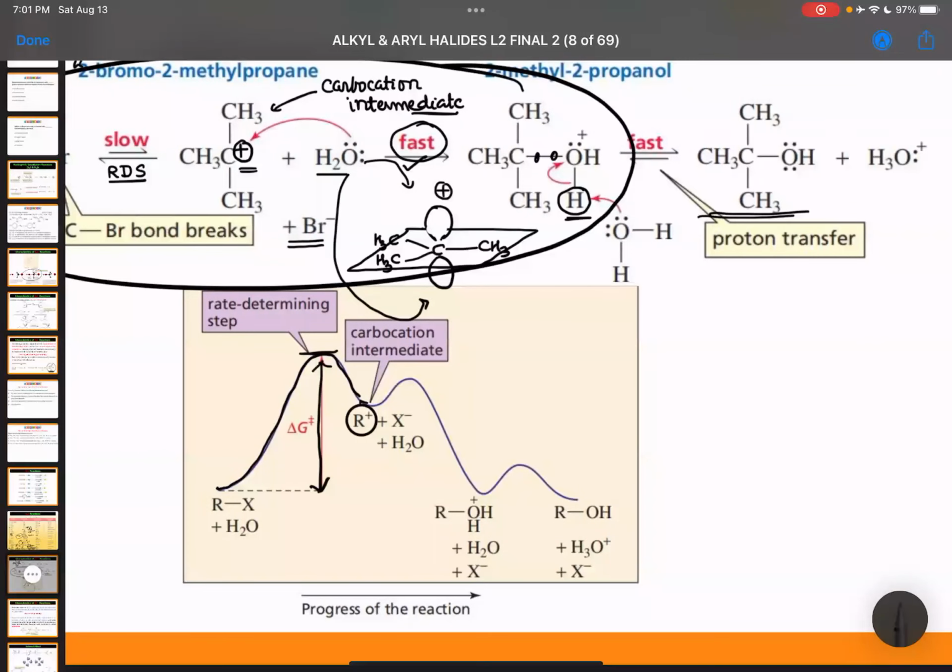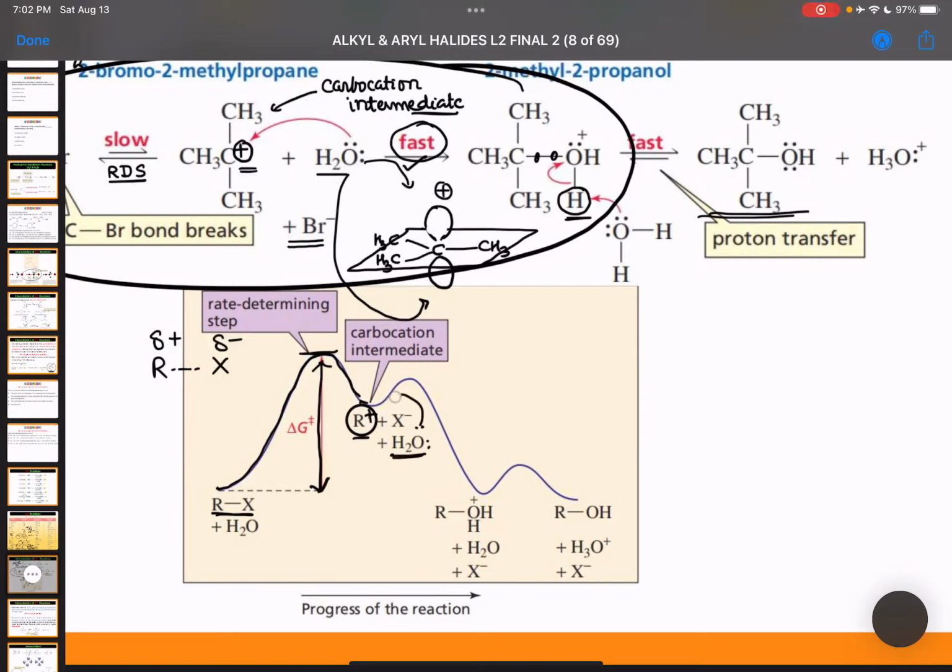So how will the transition state look? Here you have RX, and R plus, X minus comes out. If someone asks you how it looks in between, it will look like this. You will observe that the X minus is slowly coming out and the R plus is forming, right? The partial charge is appearing on the R. Is it clear? Yes, sir. And then there is an attack of water, the nucleophile, which is an easy step.